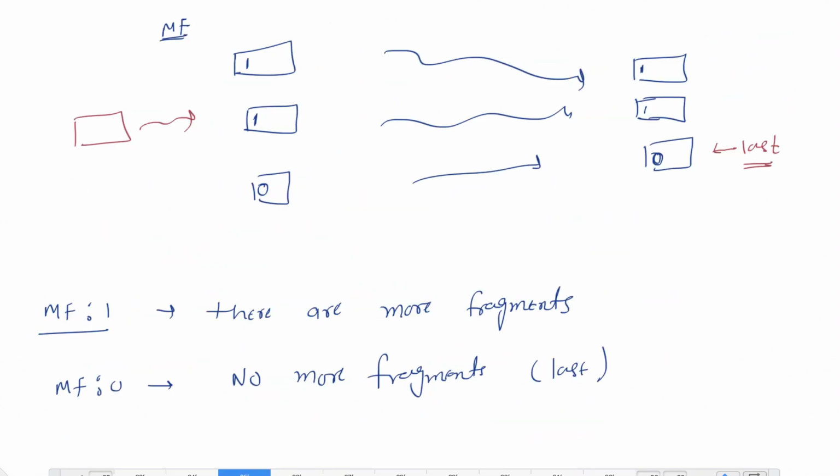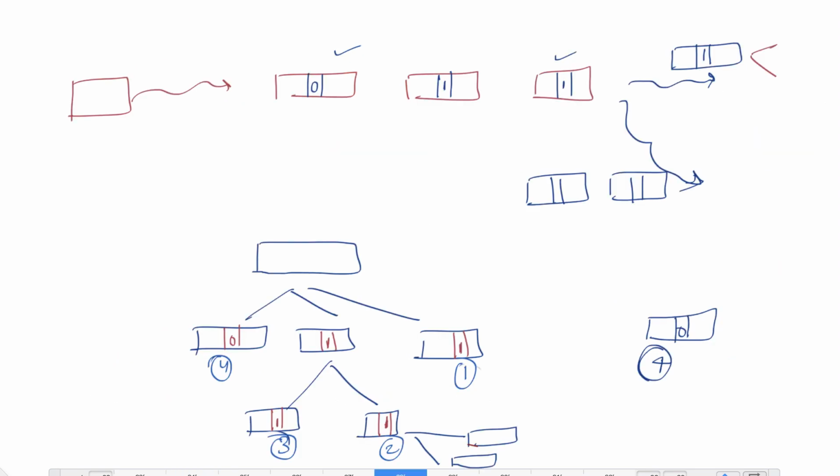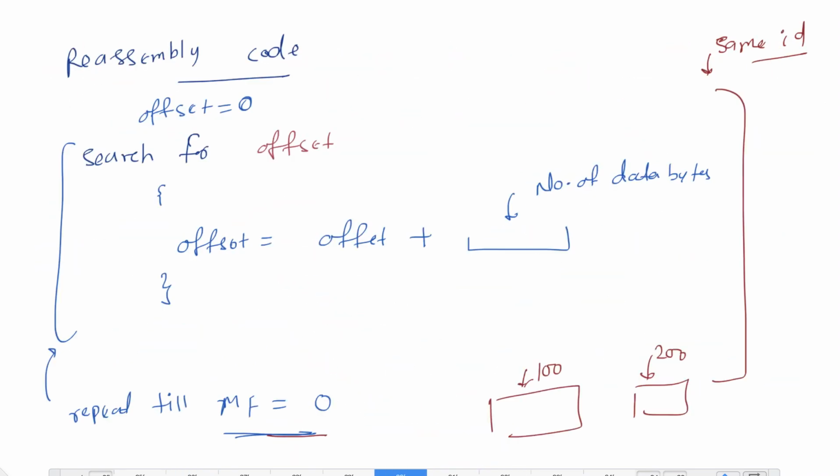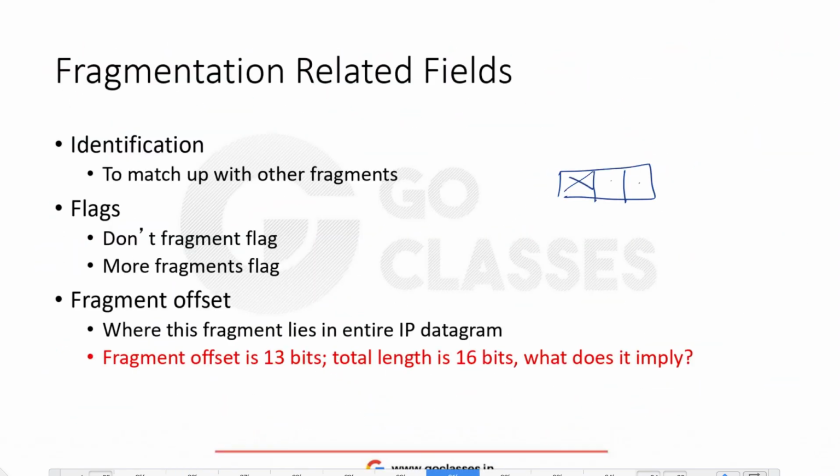Let me quickly check it. The first one is do not fragment, or the second one is do not fragment. Okay, I will just check it in a while. So either the first one is do not fragment or the second one is do not fragment, and one of them is more fragment. And fragment offset is basically telling us where this fragment lies within the IP datagram.